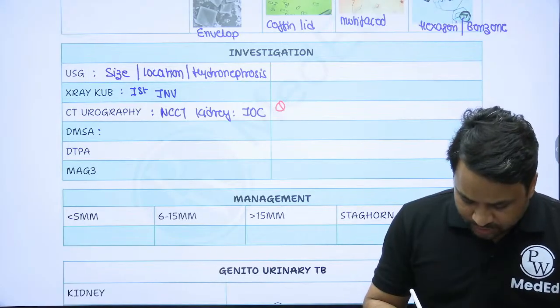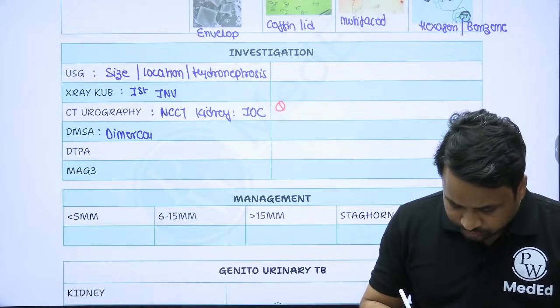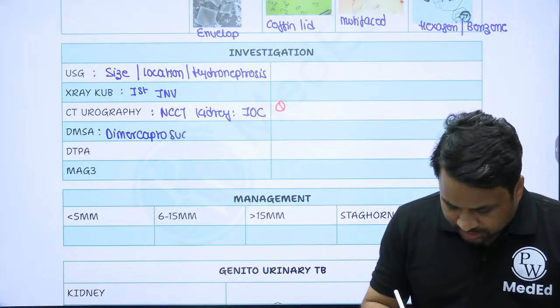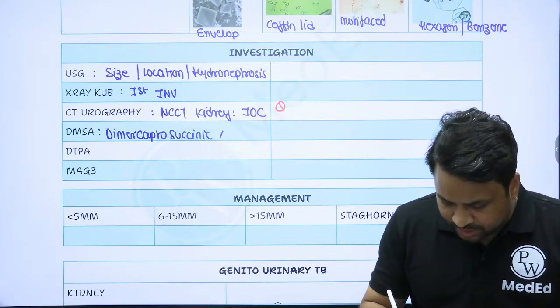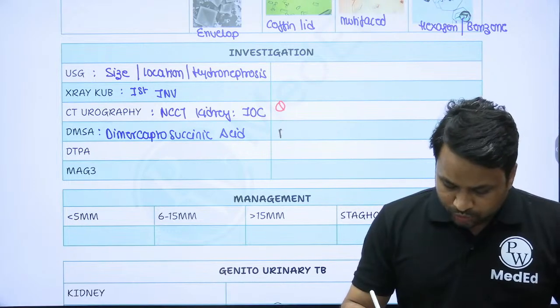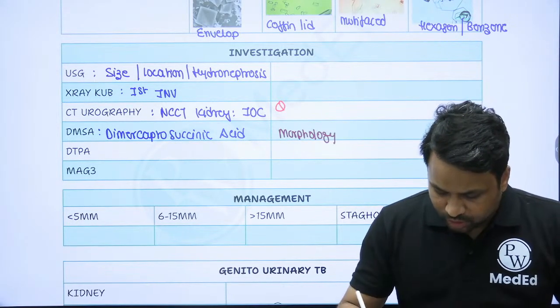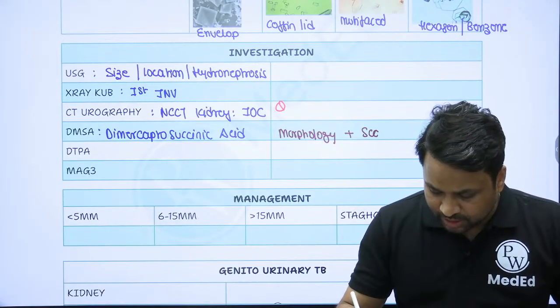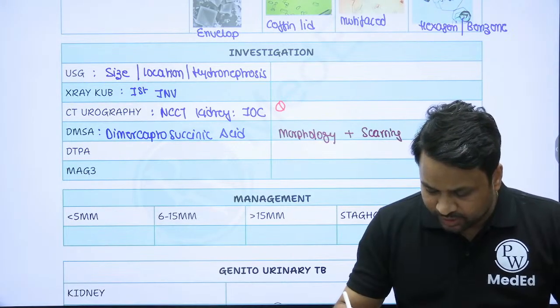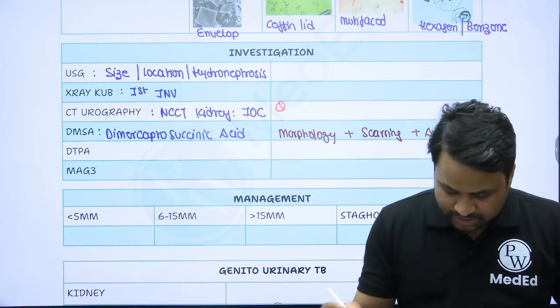DMSA stands for dimercaptosuccinic acid. This dimercaptosuccinic acid is a radionuclide scan which is done to look for the morphology of the kidney, to look for renal scarring, and for the assessment of renal anatomy, you will use a DMSA scan.